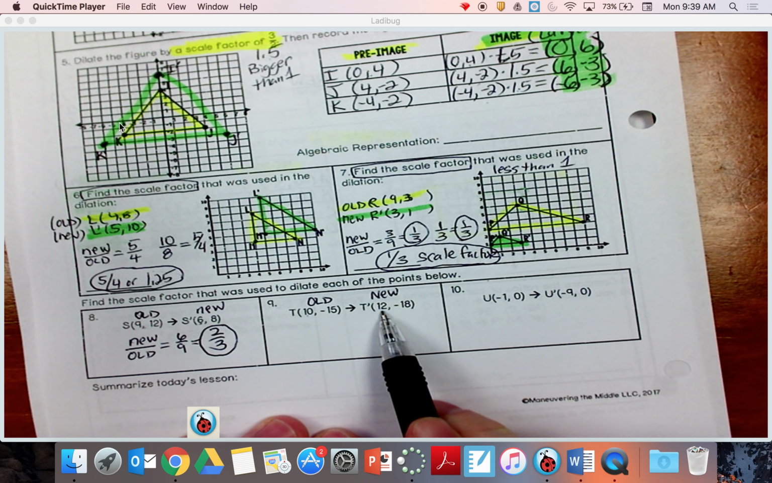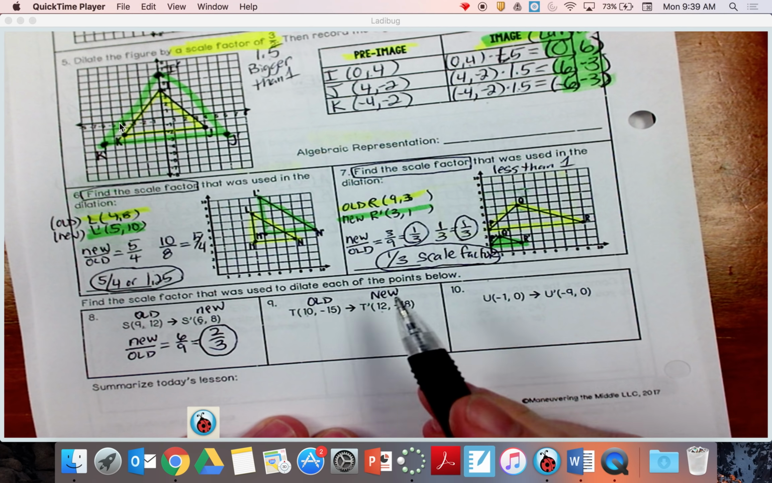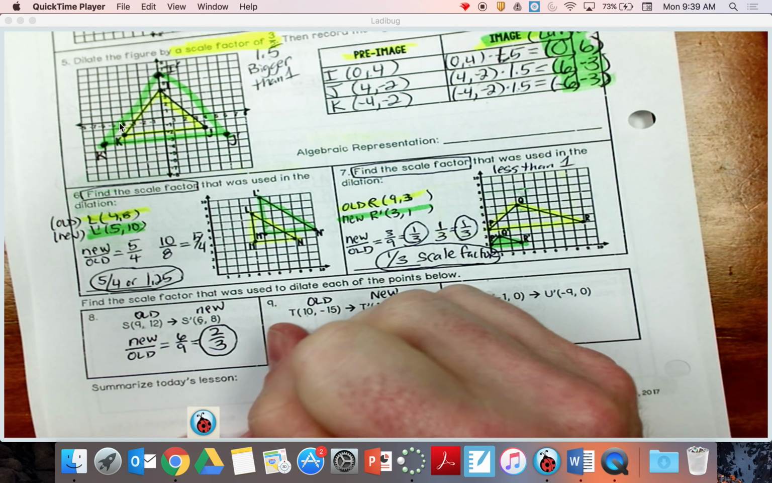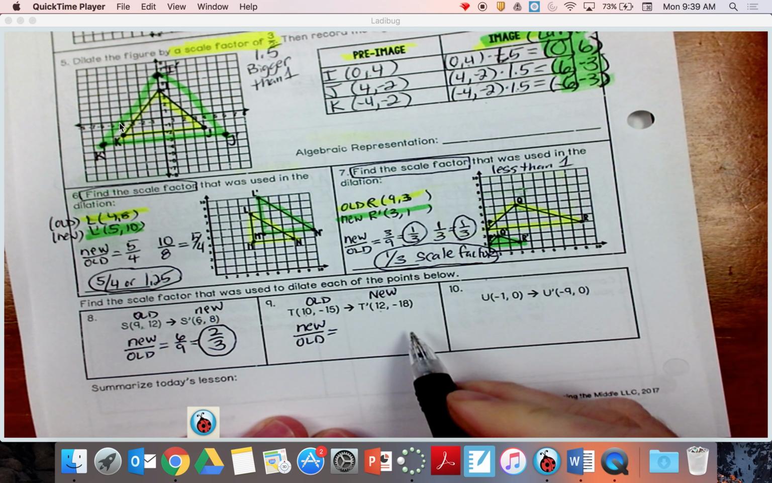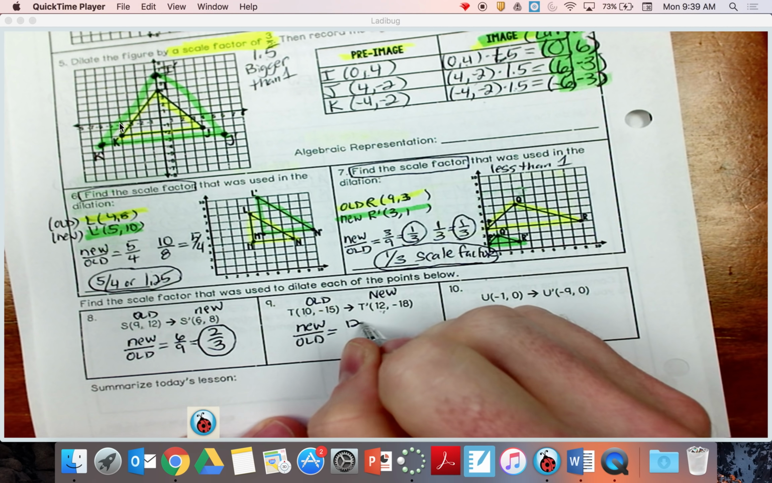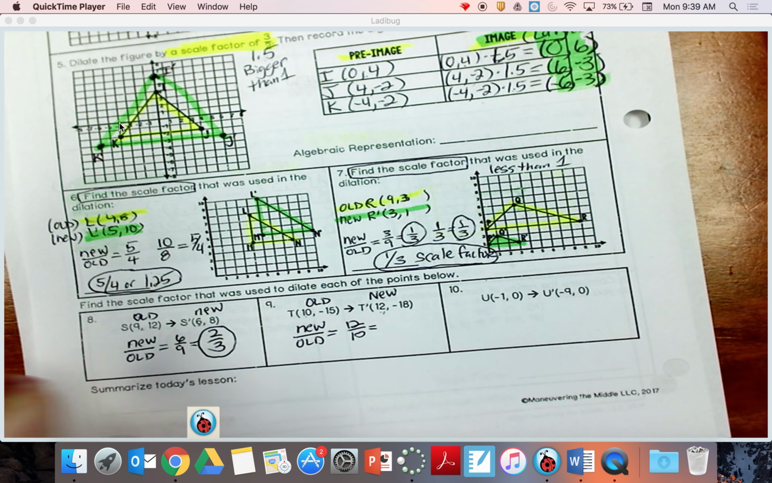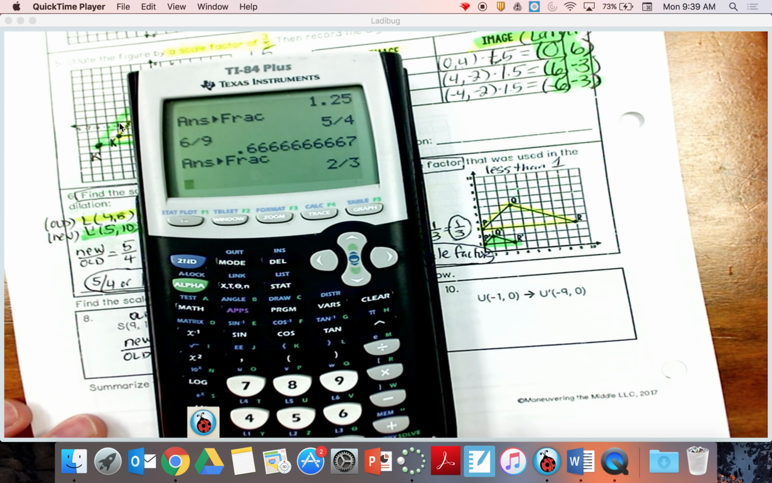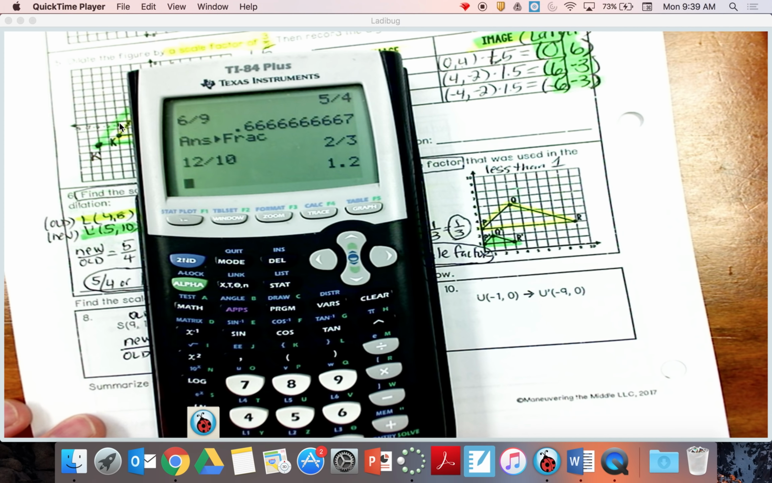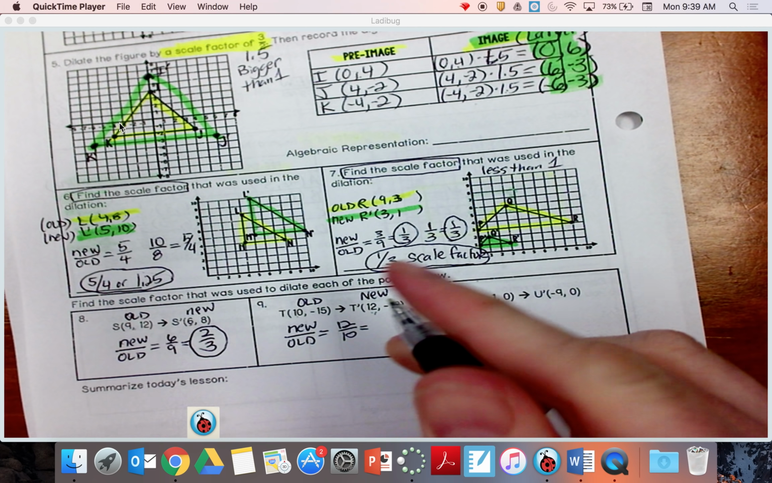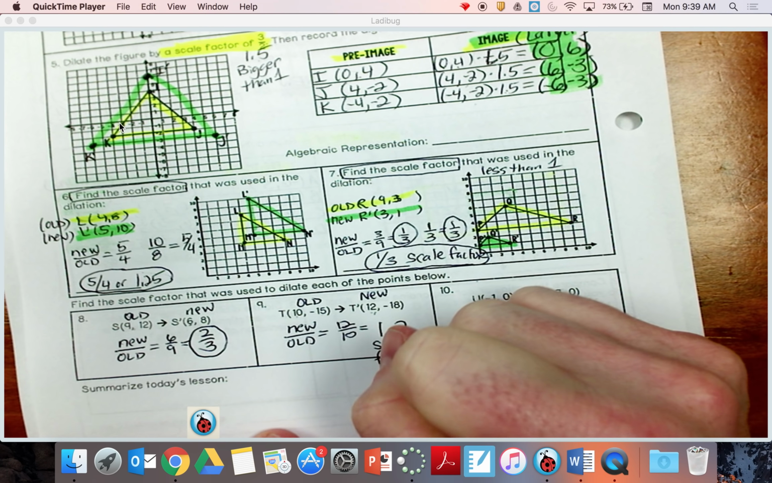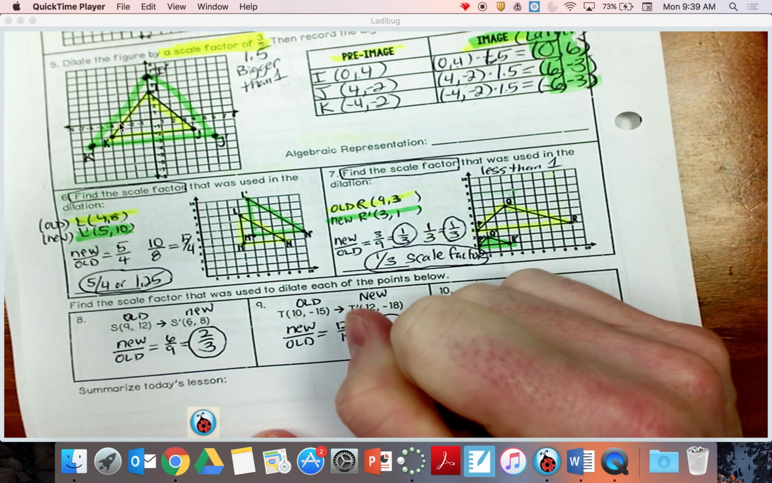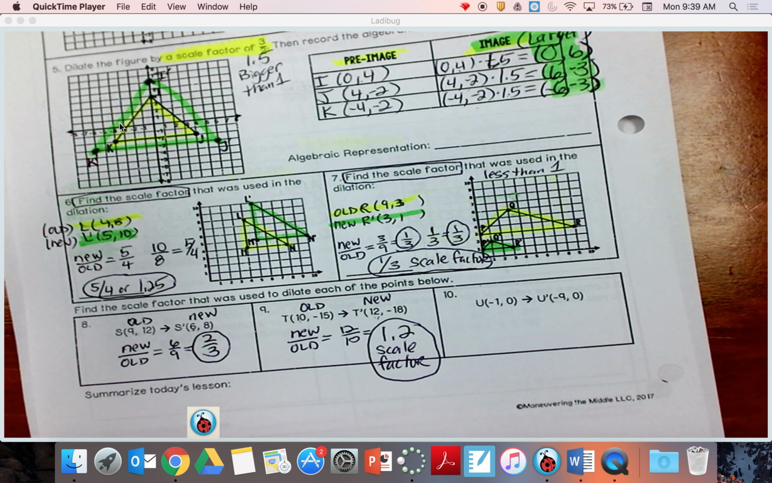It looks like these are getting bigger. It looks like they've increased, so I should get something bigger than 1. There's my new, there's my old. 12 over 10. So let's put that in here. 12 divided by 10, get 1.2. So my scale factor there is 1.2. So you can tell that it's gotten bigger.